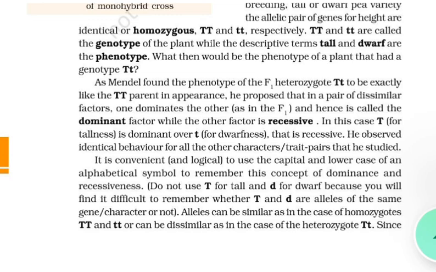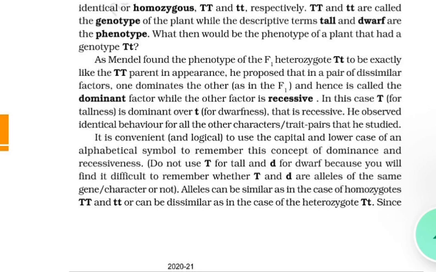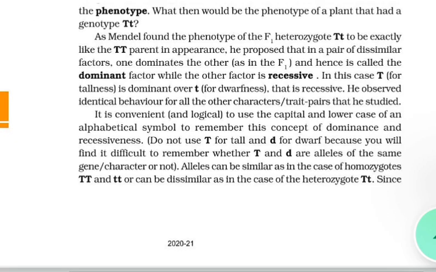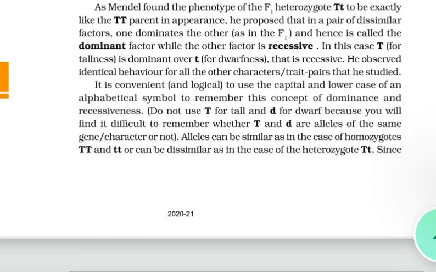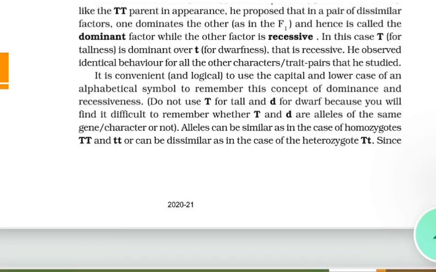Do not use capital T for tall and small d for dwarf, because you will find it difficult to remember whether T and D are alleles of the same gene or not. Okay, it will cause confusion. Alleles can be similar as in the case of homozygotes, that is capital TT or small tt, or can be dissimilar as in the case of heterozygote, capital T small t. Okay.